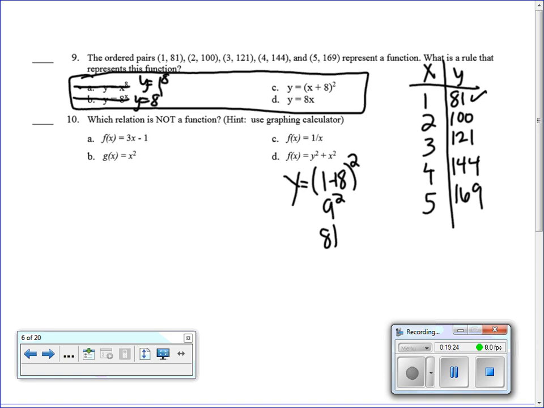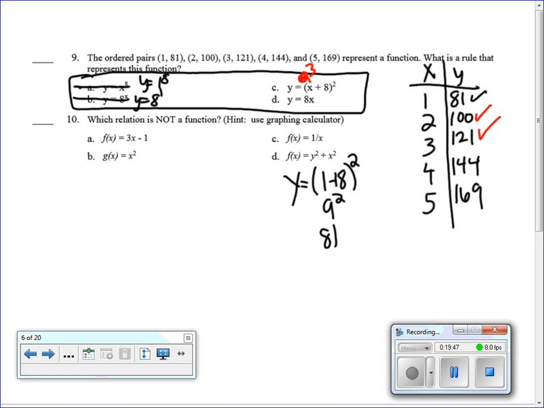If I plug in a 2, 2 plus 8 is 10. 10 squared is 100. So that works. If we plug in a 3, 3 plus 8 is 11. 11 squared is 121. So as we've checked a couple in the pattern, we can see that this is probably our answer choice. But let's go ahead and check D.